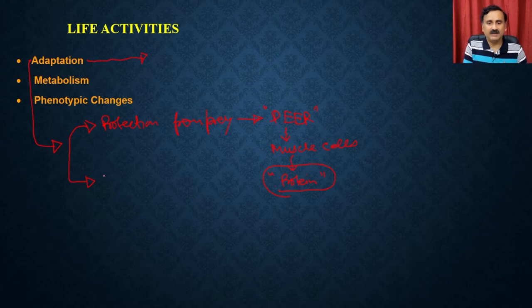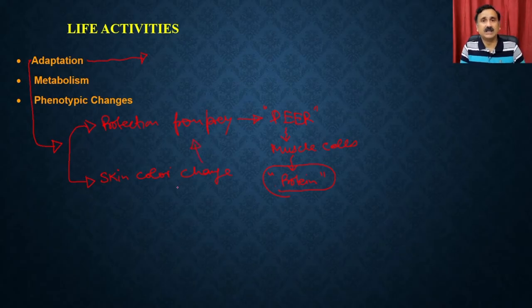Similarly, adaptation also means that you can have some kind of phenotypic changes. For example, the color of the skin can change, right? So if there is a skin color change, that may also do a similar kind of function, that can also protect the organism from the prey, right? Then it also can allow the organisms to make a better choice for the sexual partner, right?